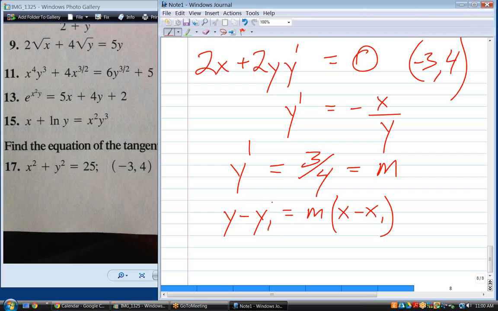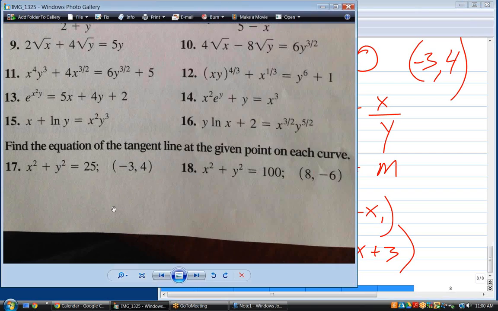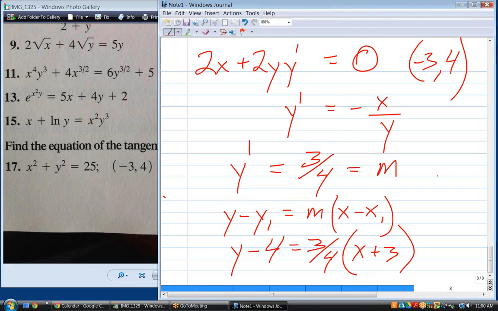Okay. So, let's fill out everything we know to come up with this equation. So y minus 4, and then 3/4, and then x, and then I guess it would be plus 3. And there's your equation. And you can leave it like that. It didn't say put it into mx plus b format, so there's nothing wrong with leaving it in point slope format.